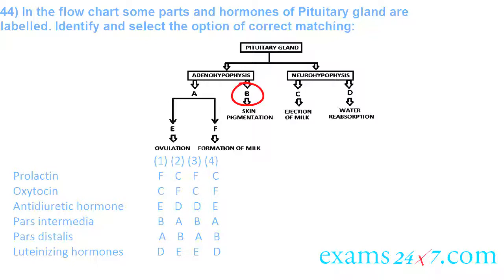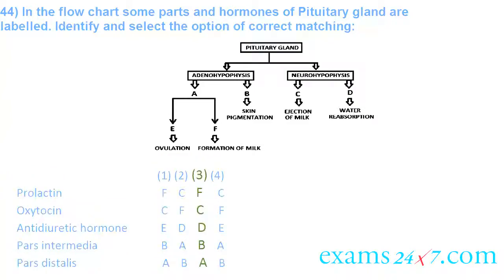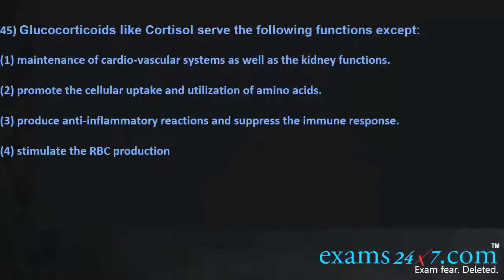Then B, responsible for skin pigmentation. Then remember that part is pars intermedia and the hormone is melanocyte stimulating hormone. Neurohypophysis, C and D they have given. C causes ejection of milk. Ejection of milk, oxytocin. Water reabsorption, vasopressin. Thereby option 3 is matching with it. So option 3 is the answer.